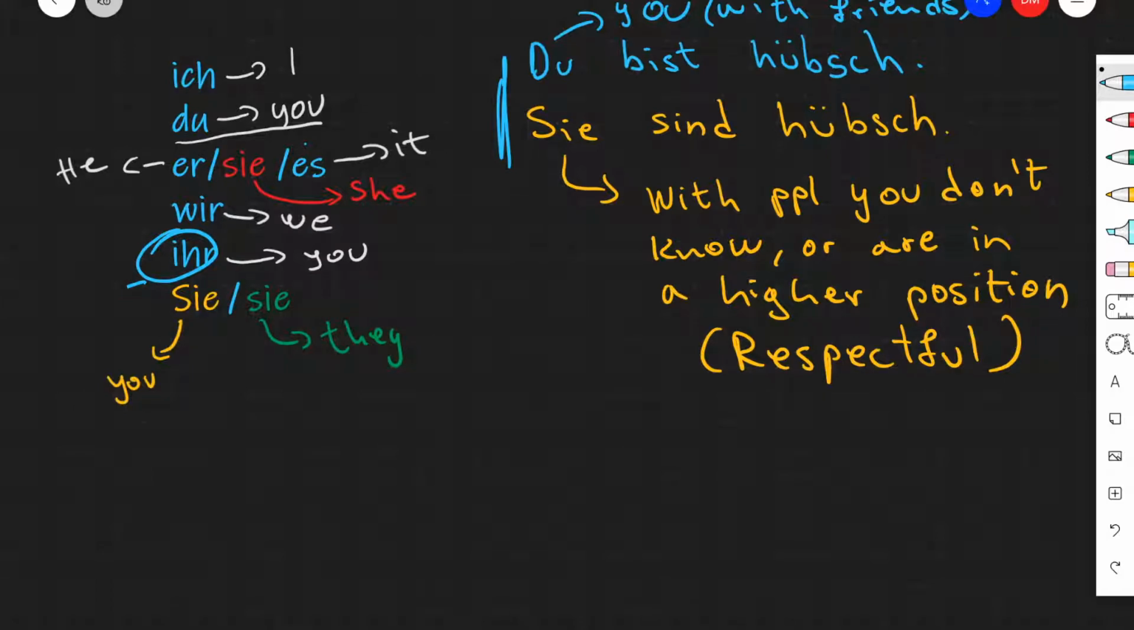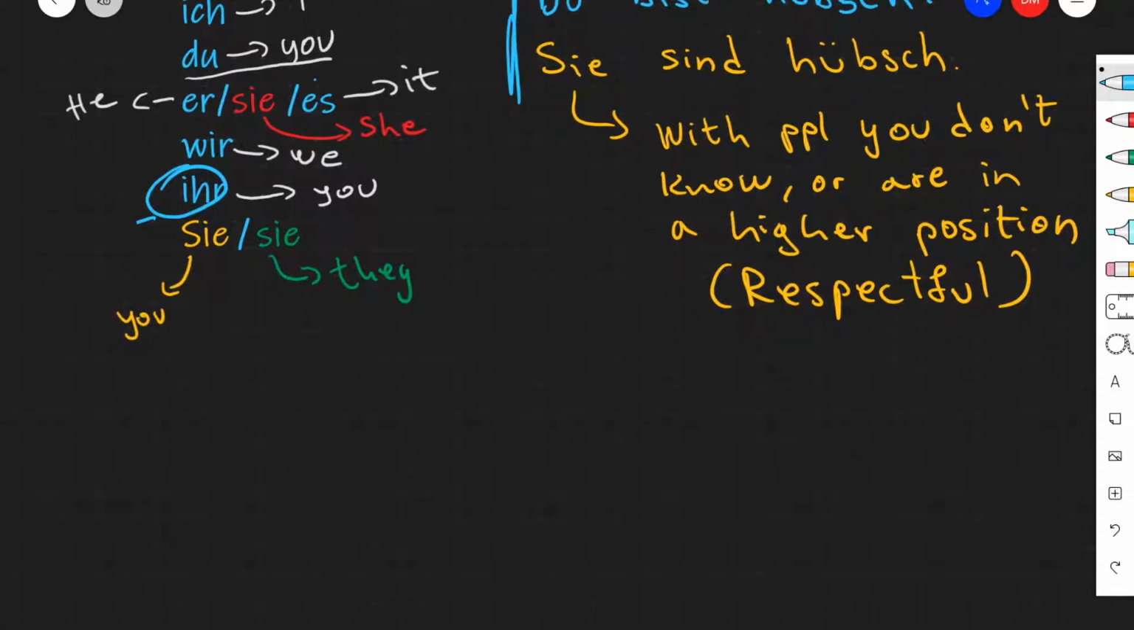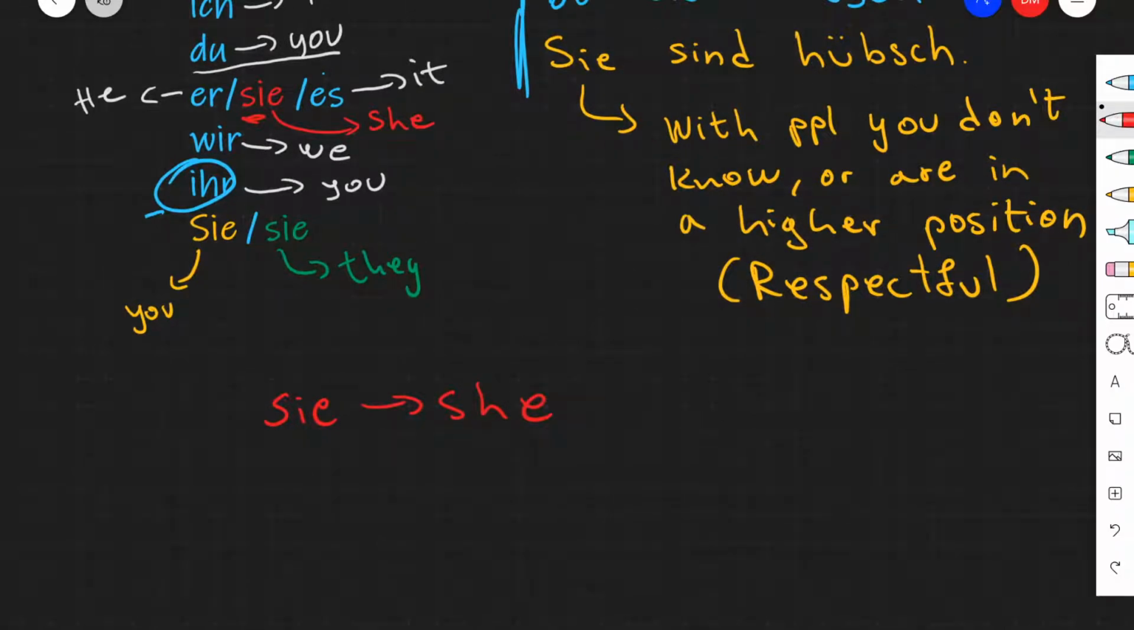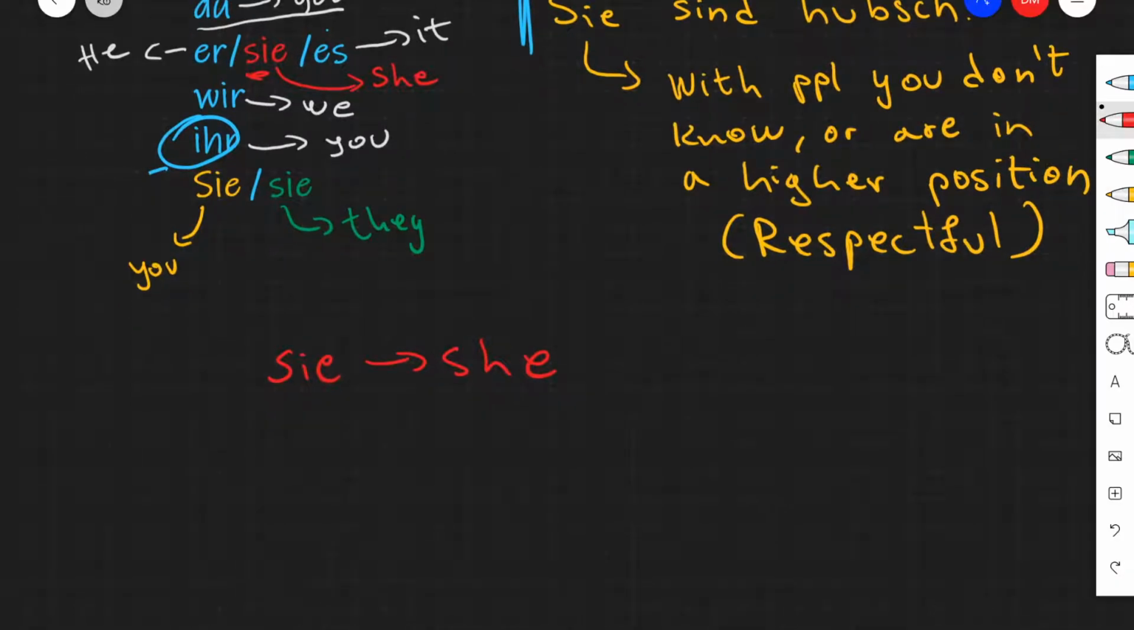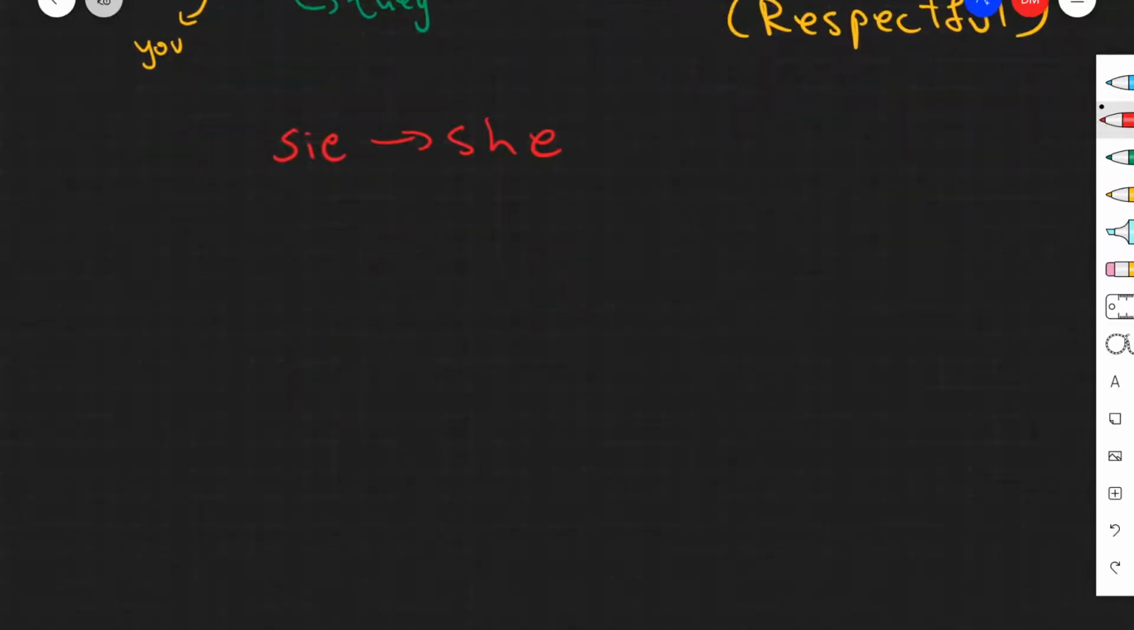Okay, good. Now, let's take the red color. Sie, the red one here, is she. How do we know when it is a she? Do you remember the little table that we drew with the personal pronouns and the endings that the verb would end with? That's where it comes in handy. Let's write it down.